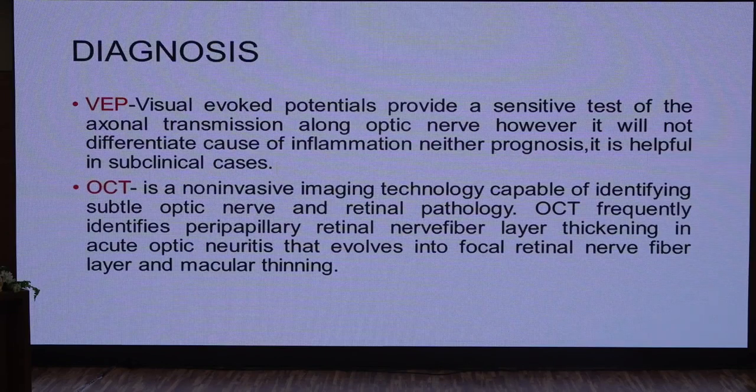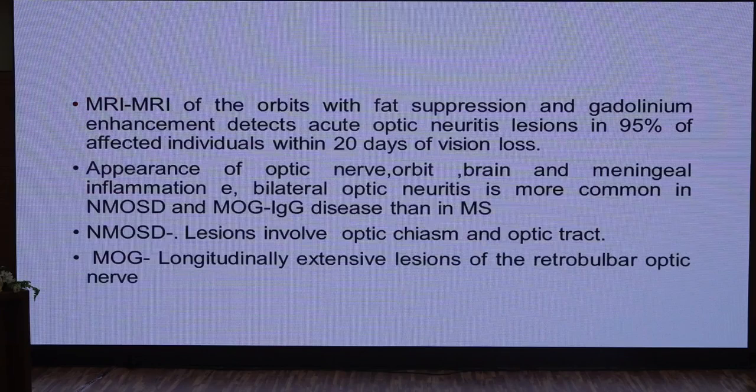Coming to the diagnosis of these patients, we usually do a VEP. VEP is a sensitive test for axonal transmission along the optic nerve. However, it will not differentiate the cause of the inflammation, neither will it help in the prognosis. Coming to the OCT, OCT is a non-invasive imaging which identifies retinal nerve fiber layer thinning in all these patients of optic neuritis. As I said, in all these patients, we have to do a screening MRI brain and a screening MRI spine. So what do we find on the MRI of the brain? In MRI of the brain as well as the orbit, we find fat suppression with gadolinium enhancement, which detects acute optic neuritis within 20 days.